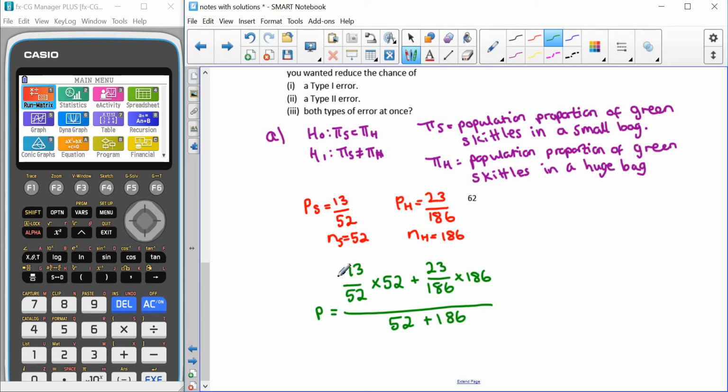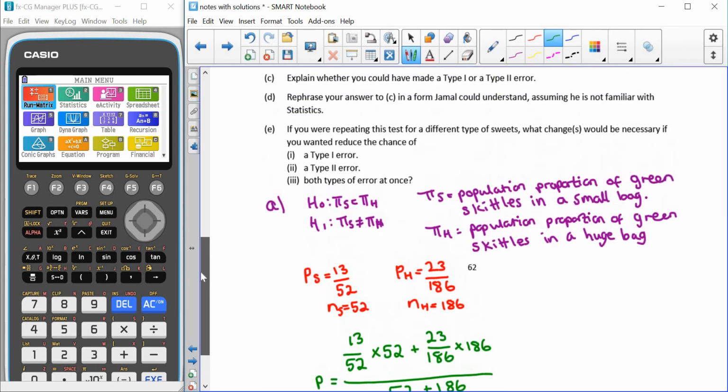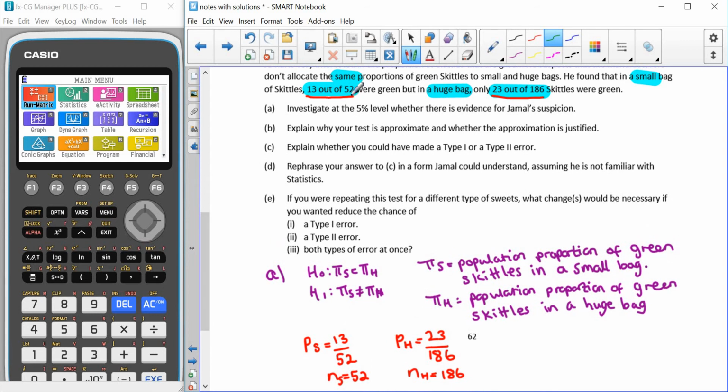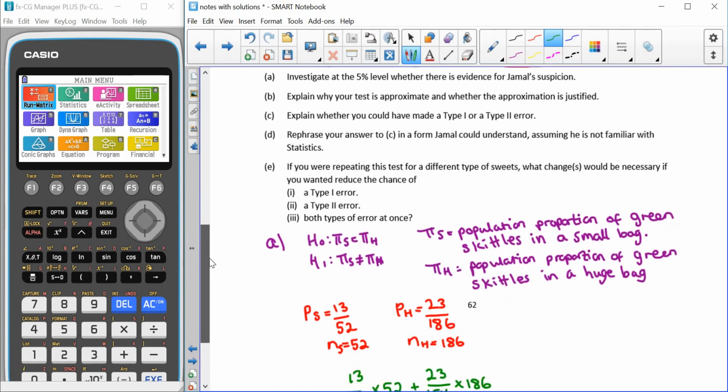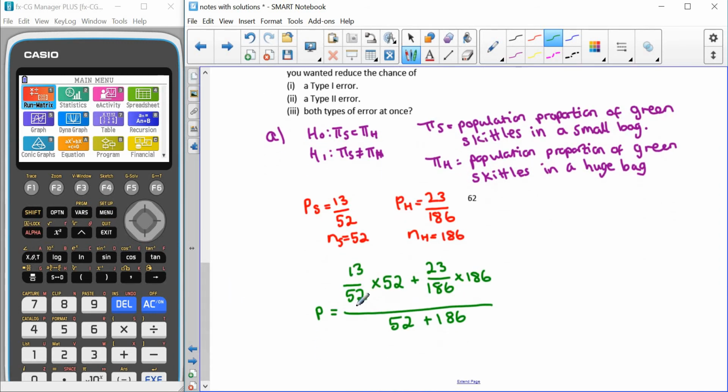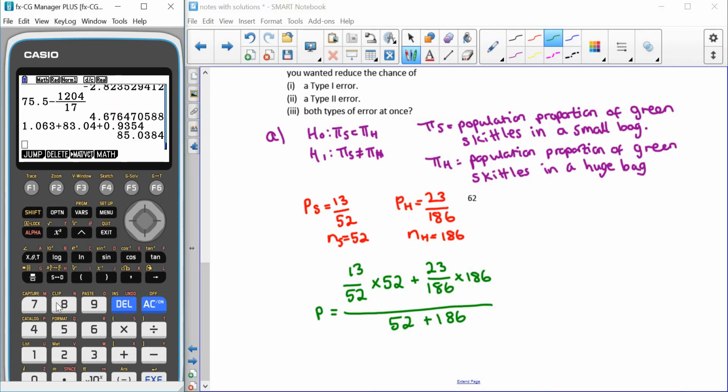Now some people may be wondering why we are using this method here when it just cancels out to give us 13. Well, sometimes you won't be given this information as it was in this question, where it says that it's 13 out of the 52. You might just be told that 20% of Skittles in a small bag are green and 40% of Skittles in a huge bag are green. So you might not always be given how many it is out of the total that you then make into a probability. You may just be given the probability straight away. So it's a good idea to practice using the formulas so that they always work.